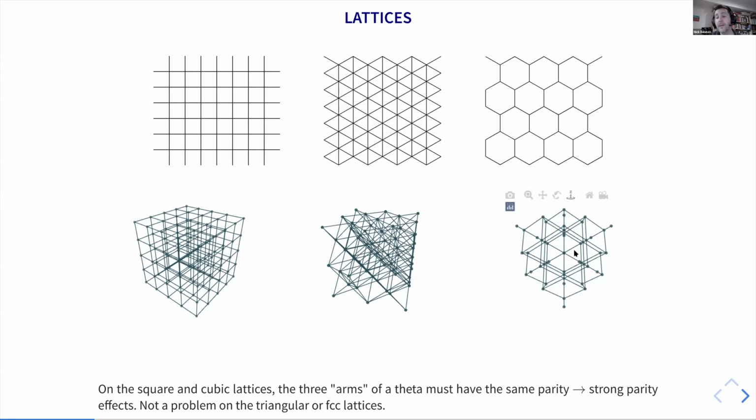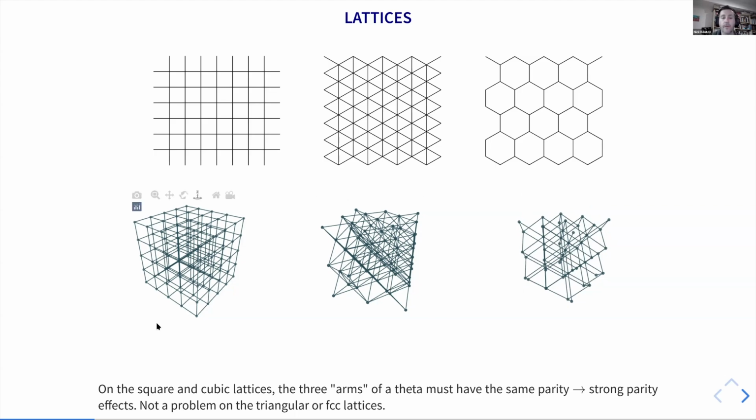This is the BCC lattice, the body-centered cubic lattice. Here, every vertex has degree 8. I'm not going to talk too much about this, but it is another relevant 3-dimensional lattice as well. But I'm mostly just going to be talking about these 4 here.